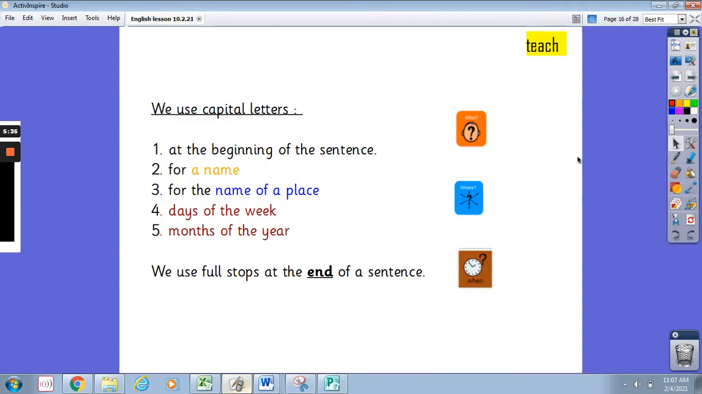Remember again, we use capital letters at the beginning of a sentence, for a name, for the name of a place, for days of the week, for months of the year. And we use full stops at the end of a sentence.